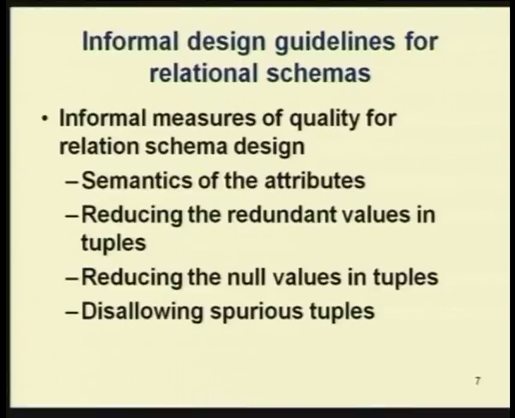So, the 4 basic guidelines for relational schema design are: the semantics of the attributes should be correct, you must reduce redundant values as far as possible, you should reduce the null values in the tuples, and you should disallow spurious tuples. Let us first talk about semantics.